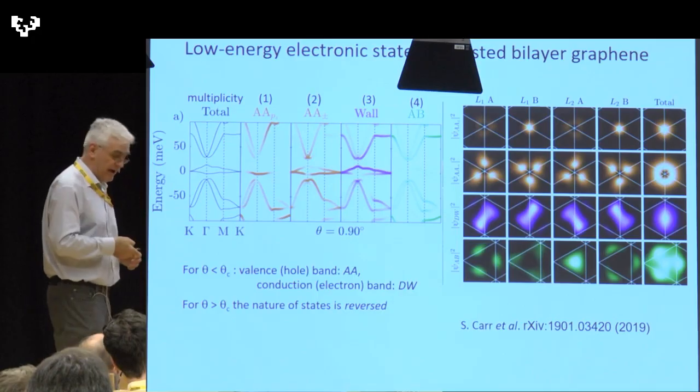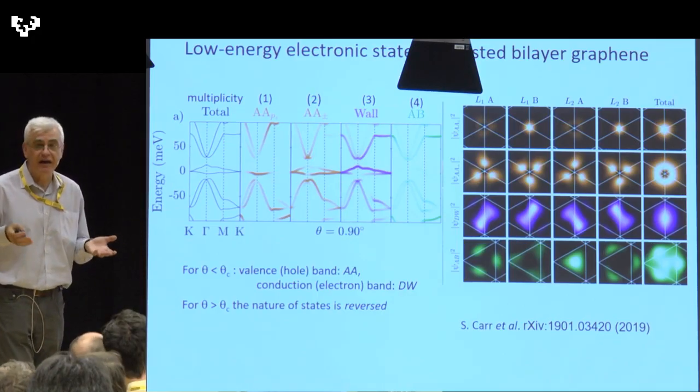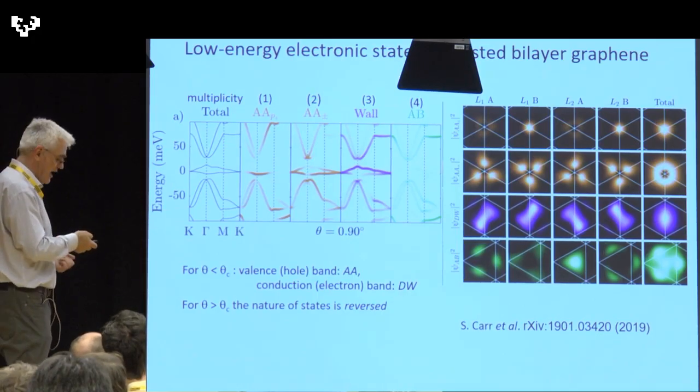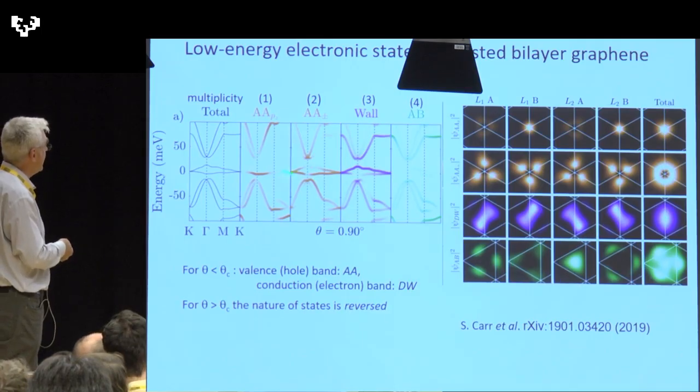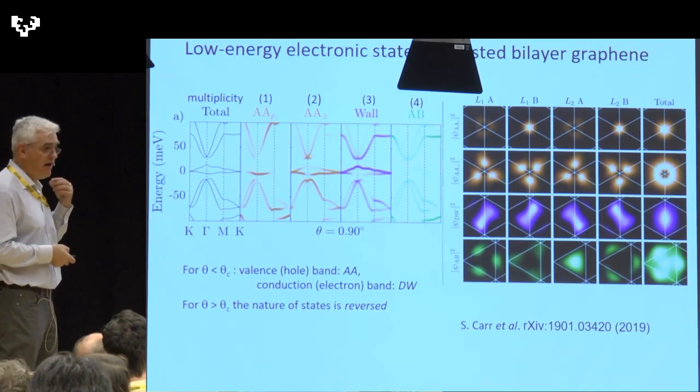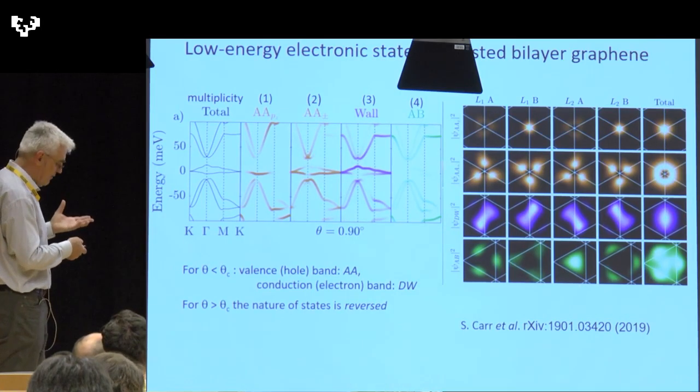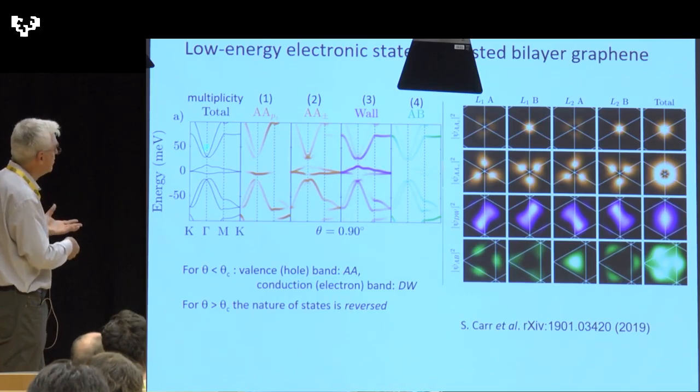So the million-dollar question, of course, is what are the states associated with these flat bands? And again, here I think there's an intricate story, namely, these are the actual bands in black.